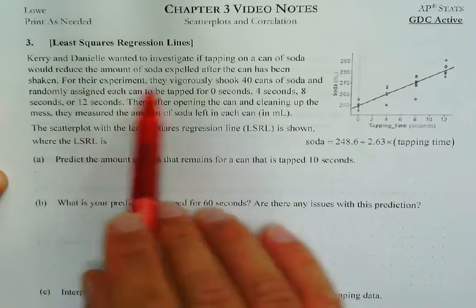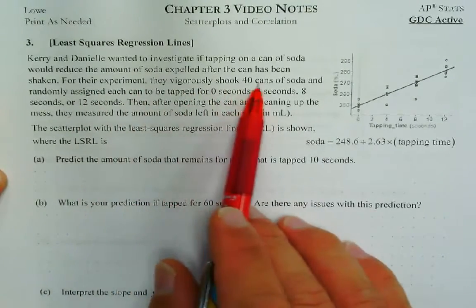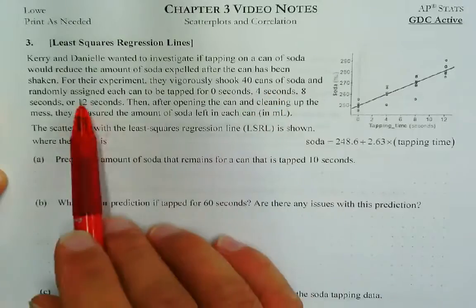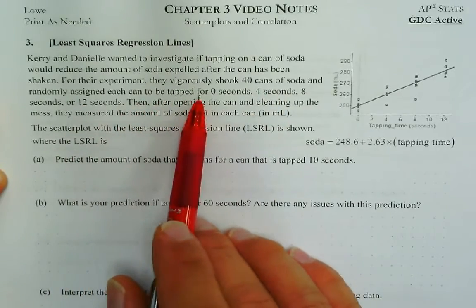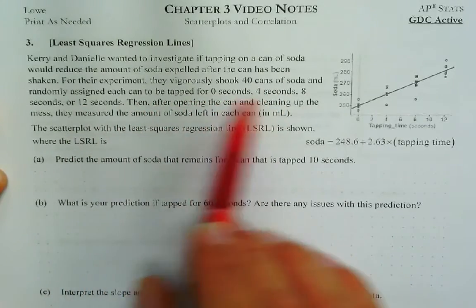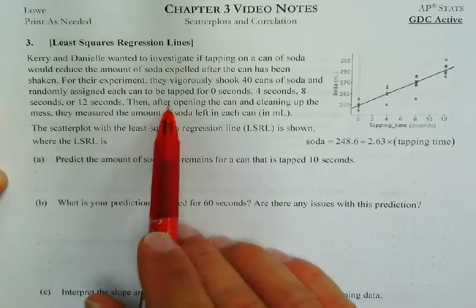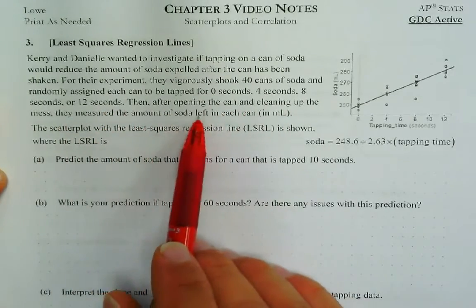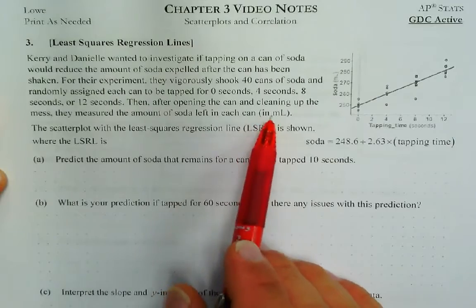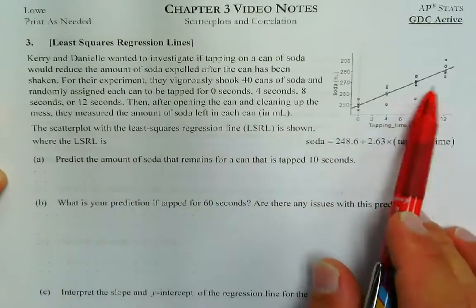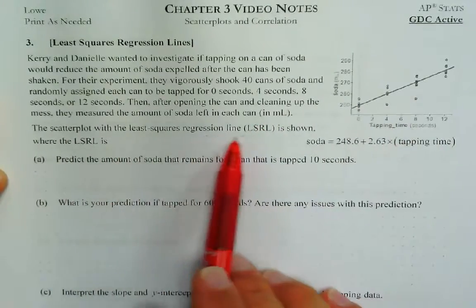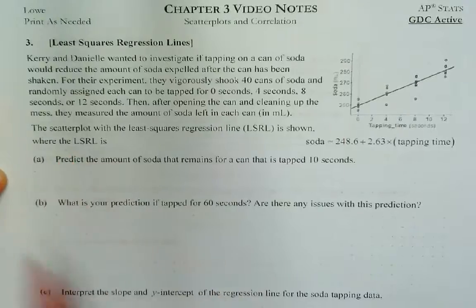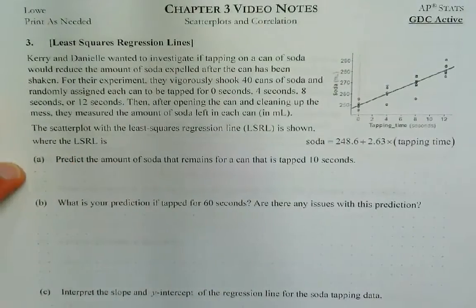For their experiment, they vigorously shook 40 cans of soda, and randomly assigned each can to be tapped for 0, 4, 8, or 12 seconds. Then, after opening the can and cleaning up the mess, they measured the amount of soda left in each can in milliliters. Here is the scatter plot with the least squares regression line.